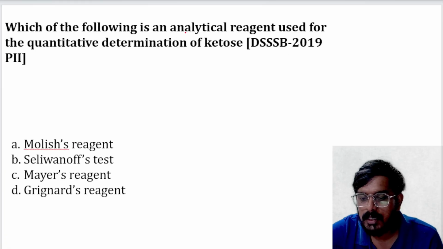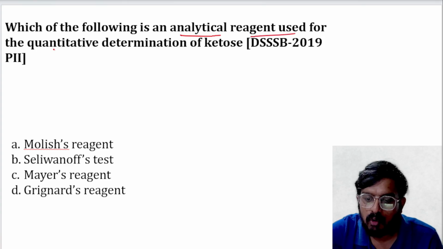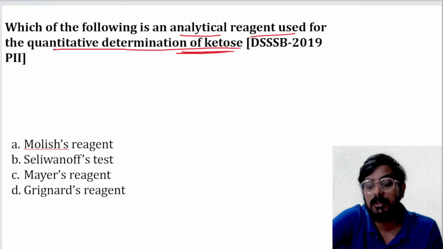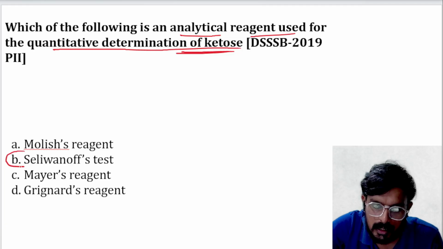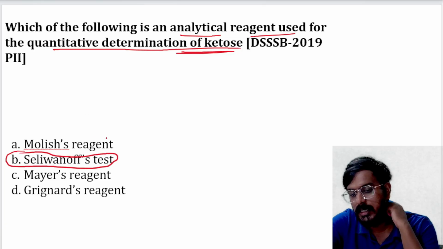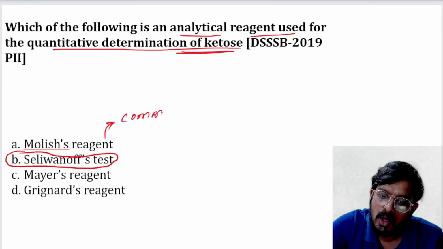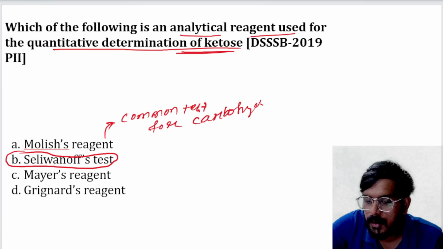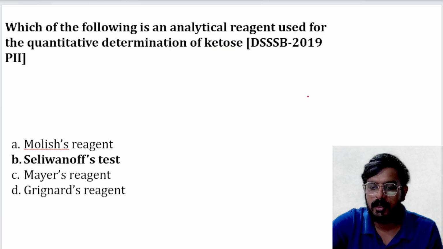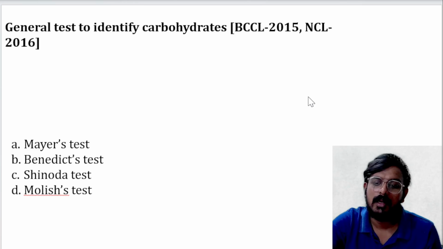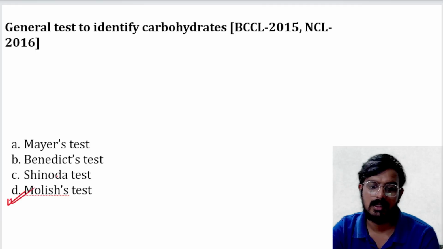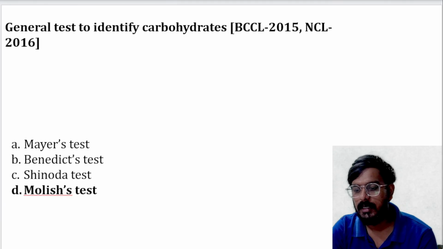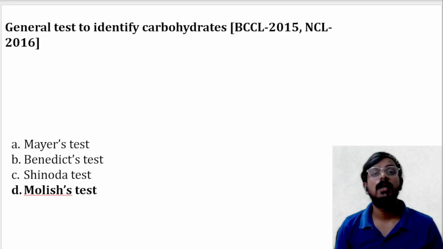Next question: which of the following is an analytical reagent used for the quantitative determination of ketones? Just now we have discussed ketose, or fructose. Which test? Seliwanoff test. Molisch test is a common test for carbohydrate. Please remember, this is a common test for carbohydrate. Next question: general test to identify carbohydrate. Look, just now I told you, the same question has been asked in exams. So the general test to identify carbohydrate is the Molisch test. The Molisch test is used for the identification of carbohydrate.